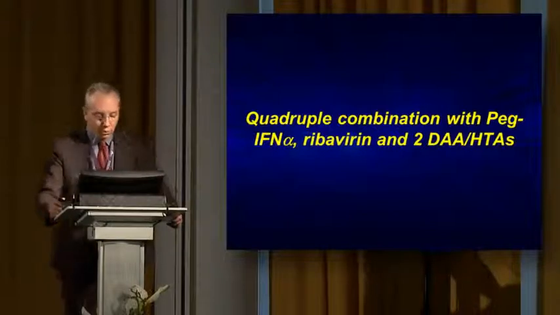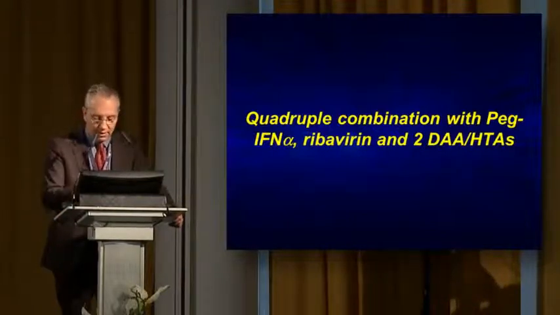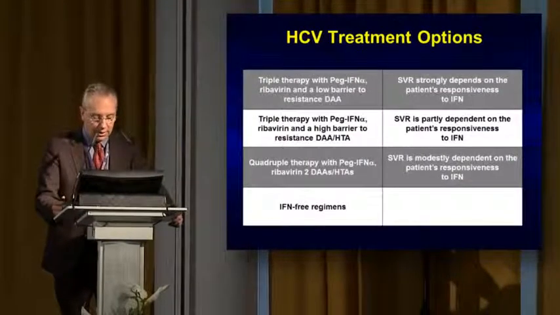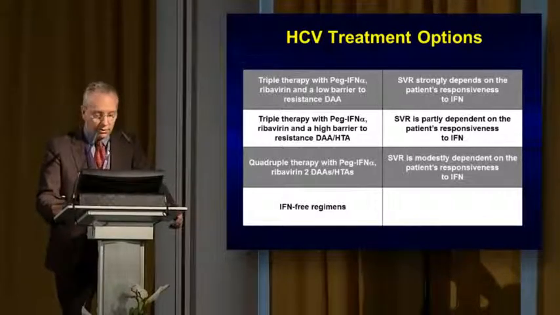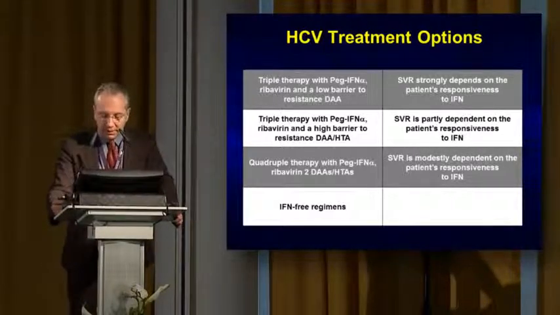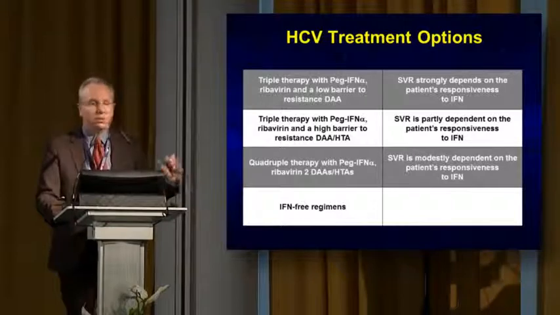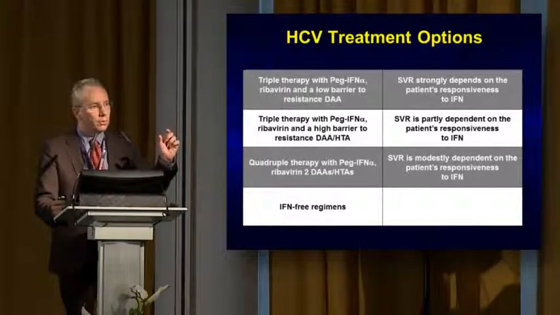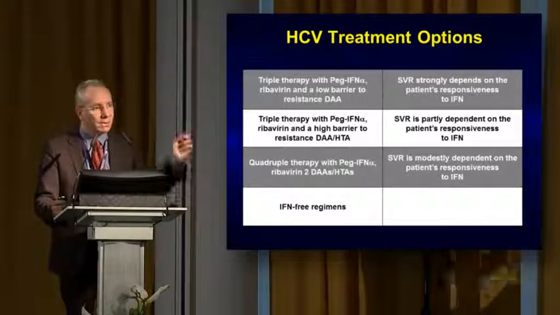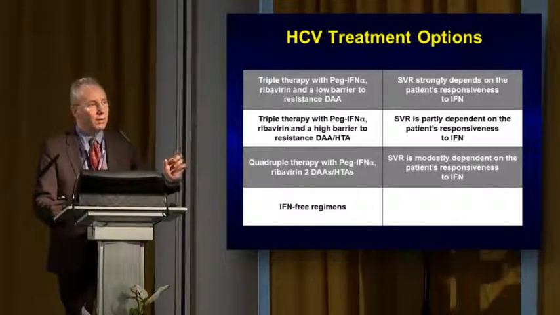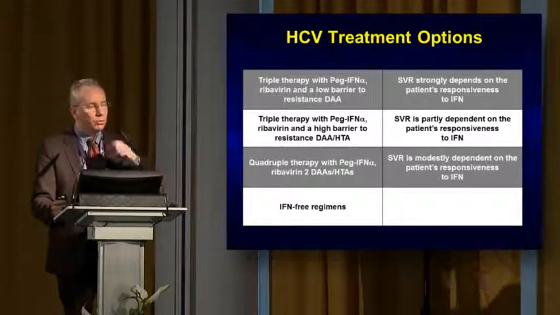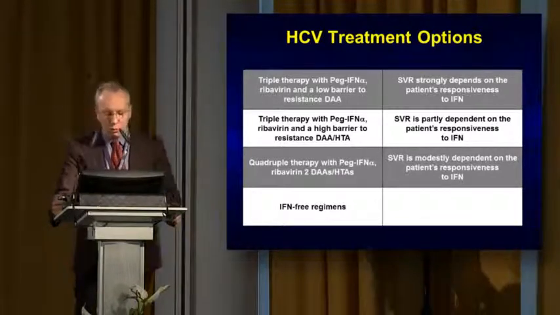A third option is a quadruple combination with peg interferon, ribavirin, and 2 direct-acting antivirals. In that case, it's exactly the same. The SVR is modestly dependent on the patient responsiveness. The reason is the same. If you use 2 drugs together, you improve the barrier to resistance, you prevent the emergence of resistant viruses, you maintain virus suppression enough for the patient to restore his response to interferon and be able to control the virus.